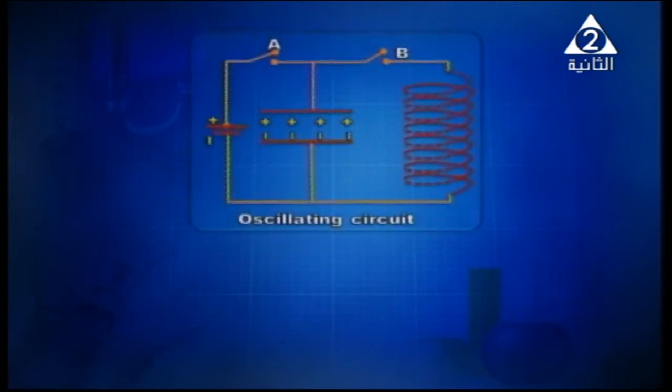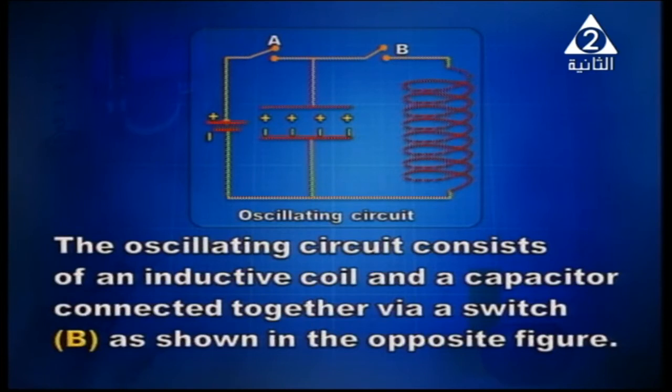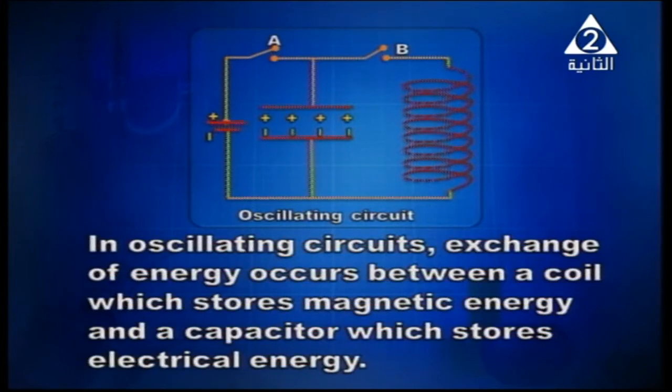The oscillating circuit consists of an inductive coil and a capacitor connected together via a switch, as shown in the figure. In oscillating circuits, exchange of energy occurs between a coil which stores magnetic energy and a capacitor which stores electrical energy.